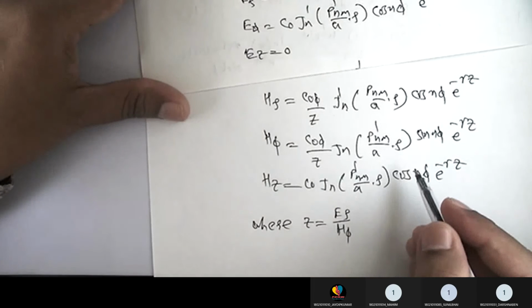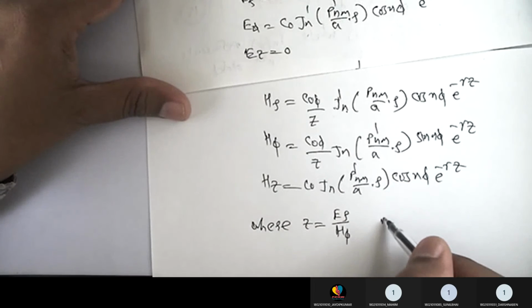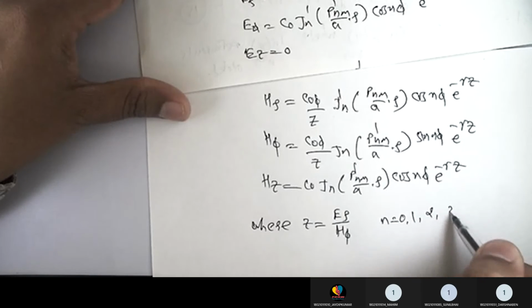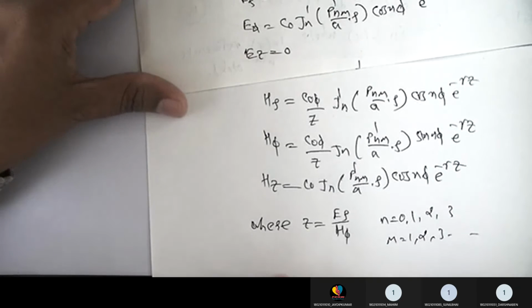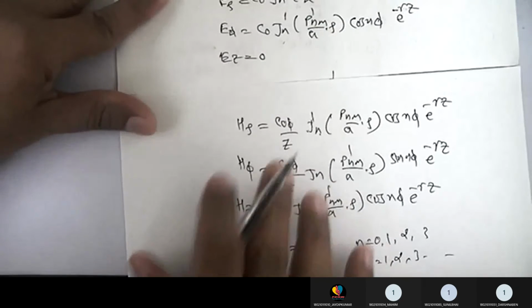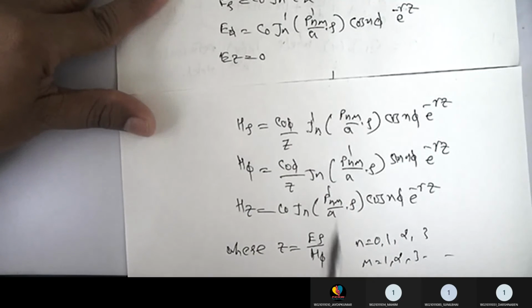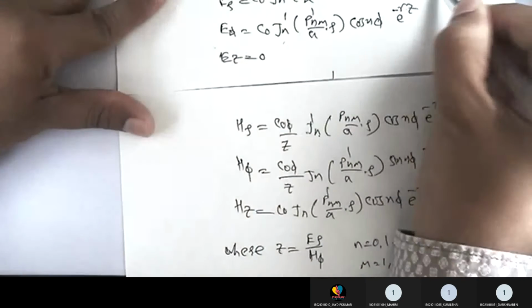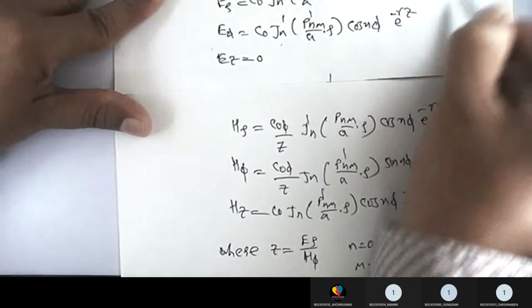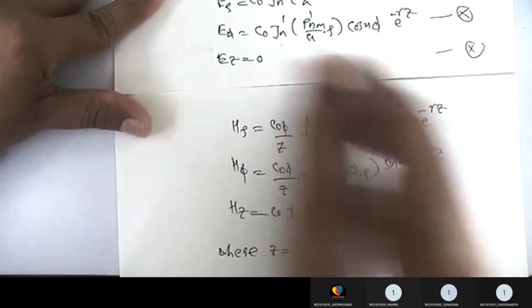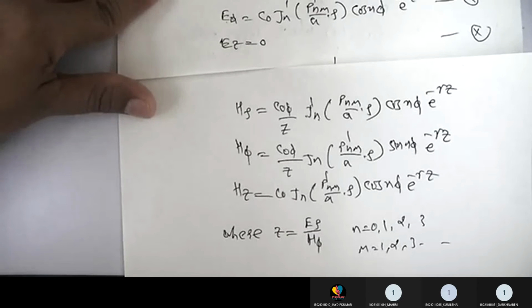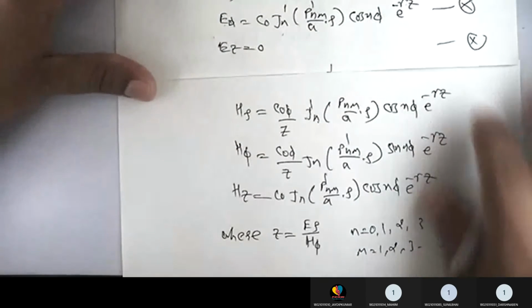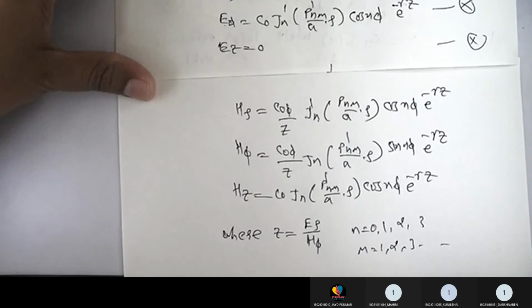So for different values of n equal to 0, 1, 2, 3, and for m equal to, for example, 1, 2, 3, 4, you will get the final field components in a TE wave. These are the final expressions: E rho, E phi, E z, H rho, H phi, and H z. So these are the final field components in a TE wave in a circular waveguide.